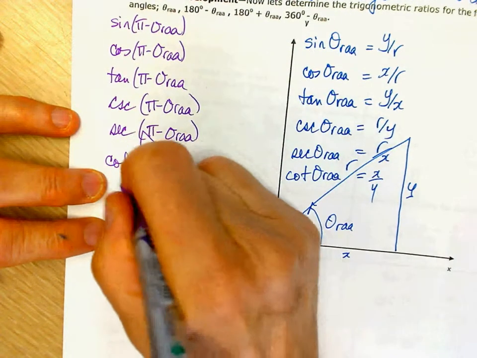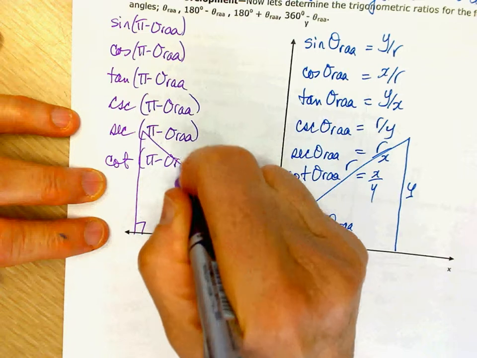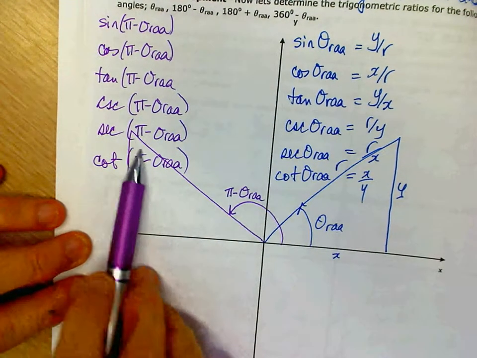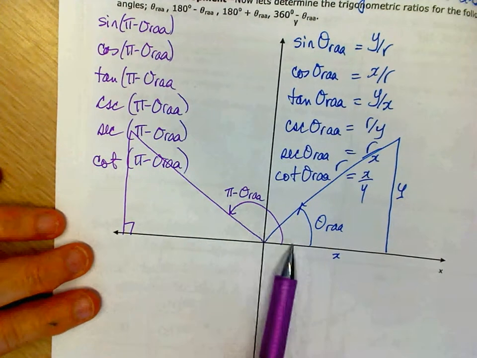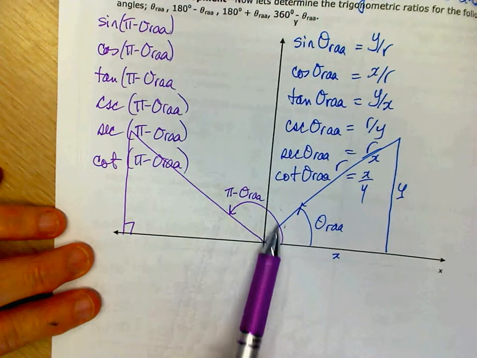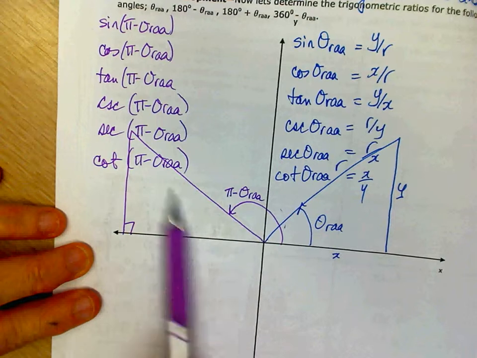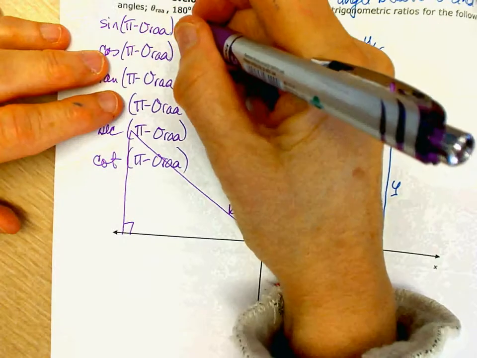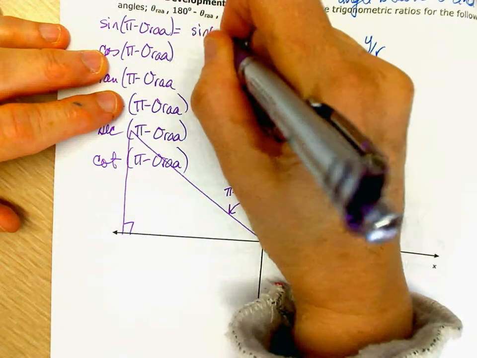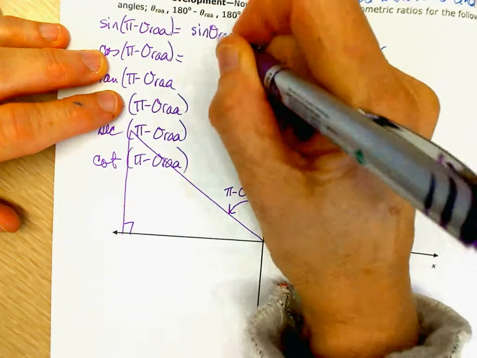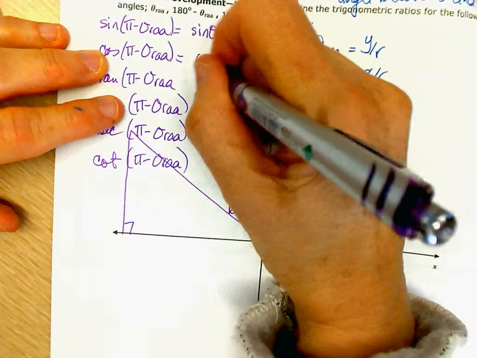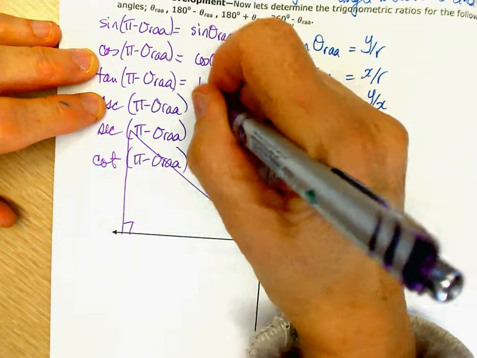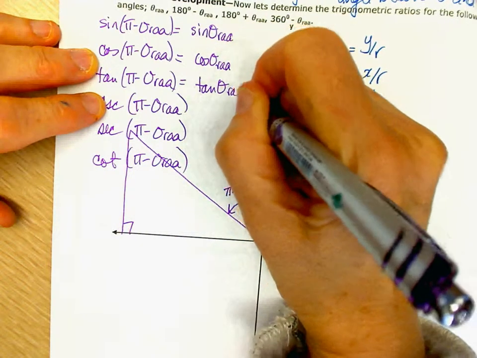Well, you know they're related because their trig ratio, this angle, the related acute angle is the same as that, right? So you know this is going to be equal to the sine of theta RAA. We'll worry about whether it's positive or negative in a few seconds. And that's going to be cosecant theta RAA, secant.